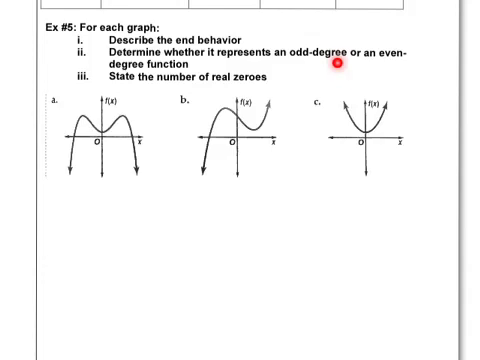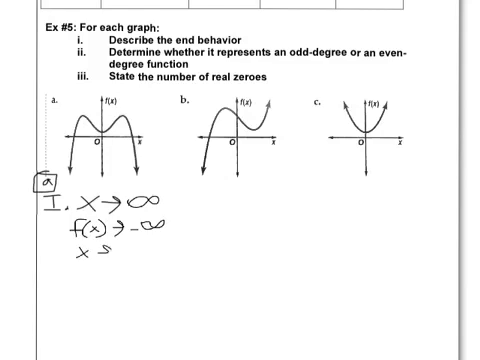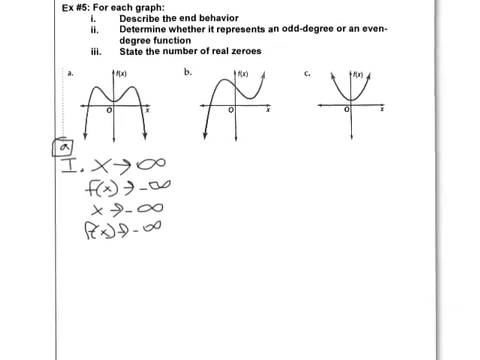Okay, so I'm going to do the first one with you. So this is A, I. Describe the end behavior. Well, as x approaches, let's just look at it. As x approaches positive infinity, f of x approaches negative infinity. And as x approaches negative infinity, f of x approaches negative infinity as well. All right, so there we have our end behavior.